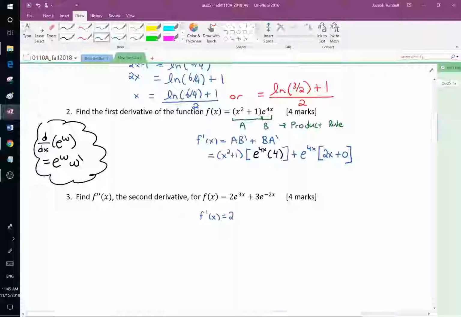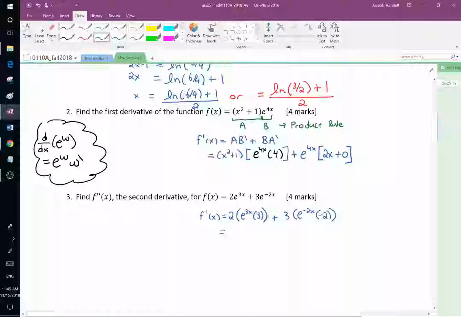So we have 2 multiplied by the derivative of e to the 3x, which is e to the w times w prime, so e to the 3x times 3, plus another e to the w derivative, 3 times e to the w, so e to the negative 2x multiplied by w prime. In this case, w prime is negative 2, the derivative of negative 2x. We really should simplify before we do f double prime.